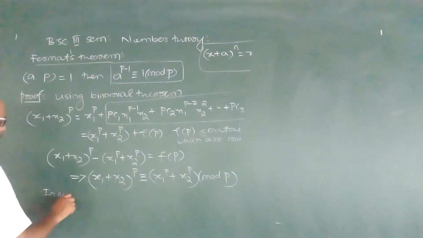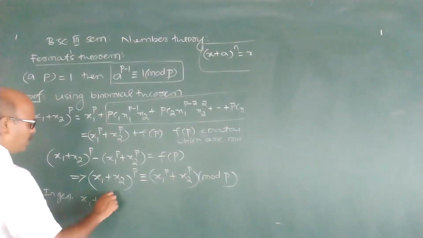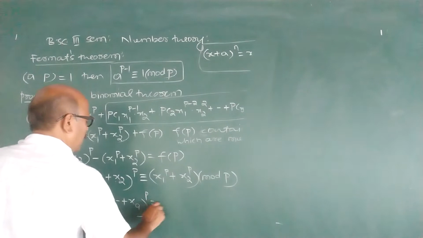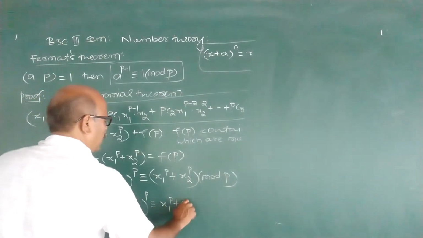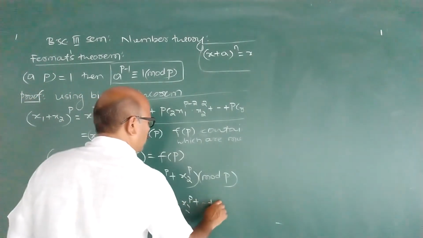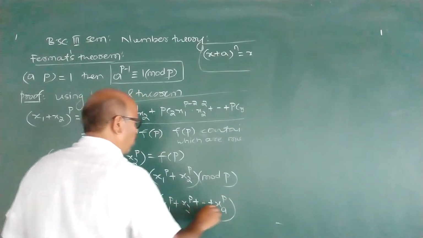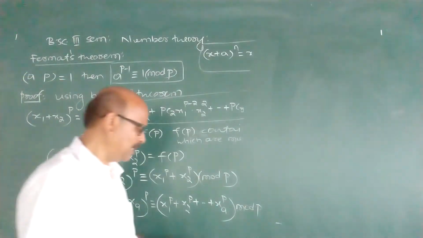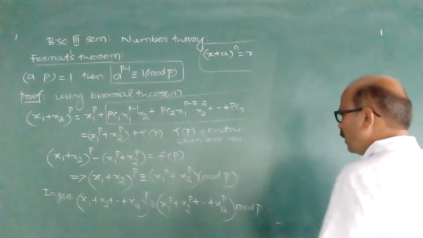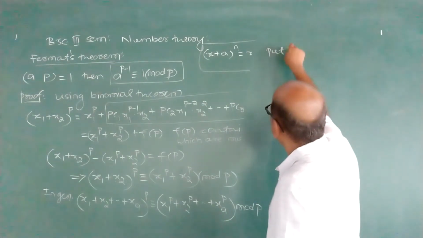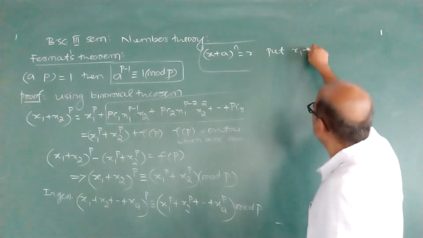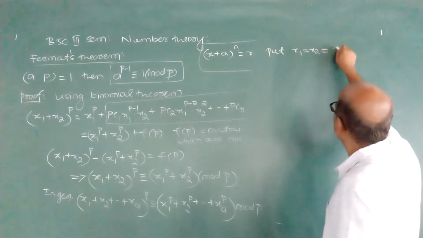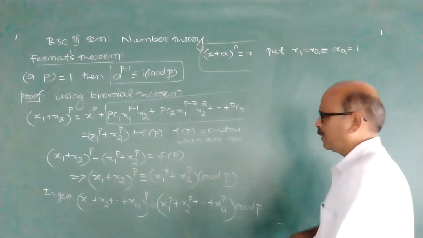In general, (x1 plus x2 plus etc. plus xa) raised to P is congruent to x1 raised to P plus x2 raised to P plus so on, plus xa raised to P, mod P. Generalizing, a is a positive integer here. Next step is to substitute x1 equal to x2 equal to etc. equal to xa equal to 1.